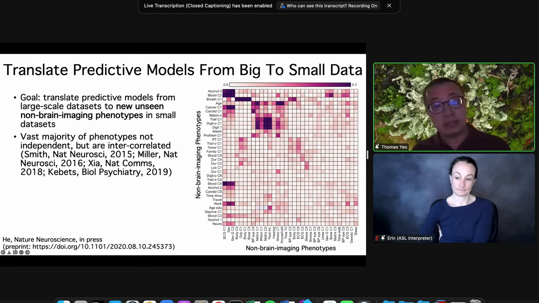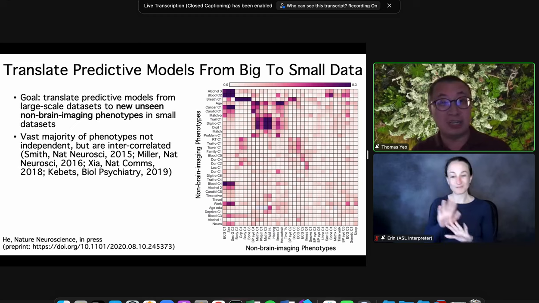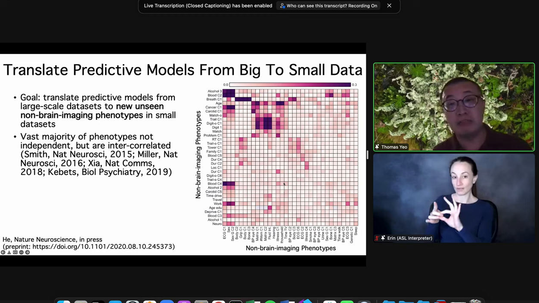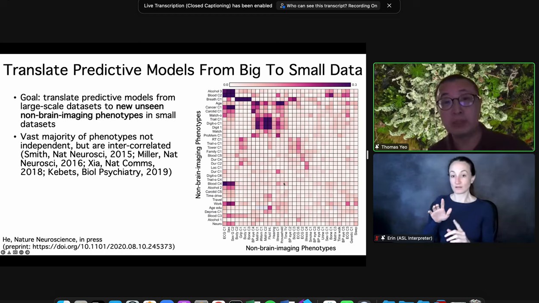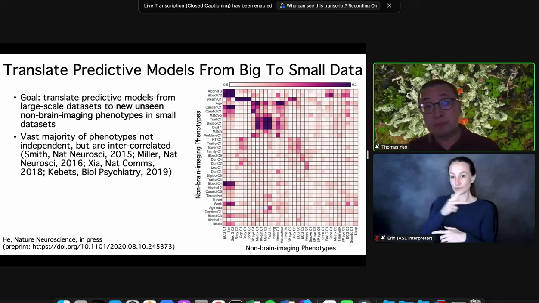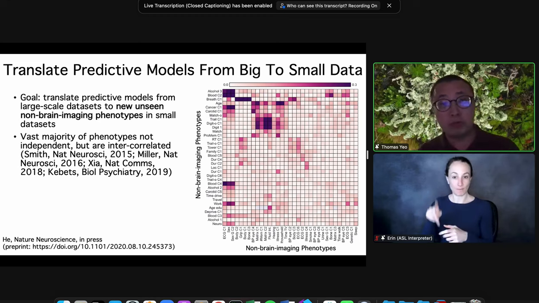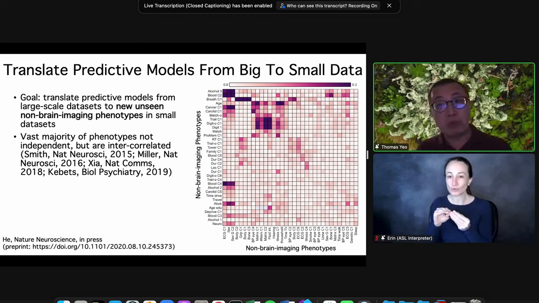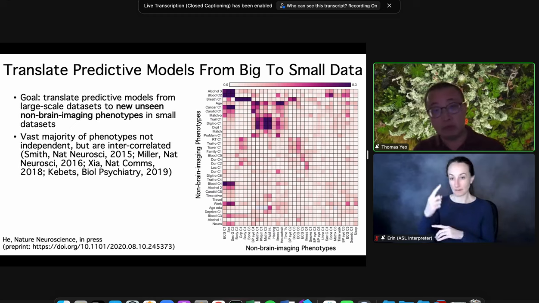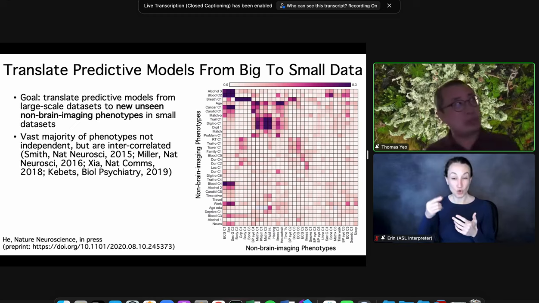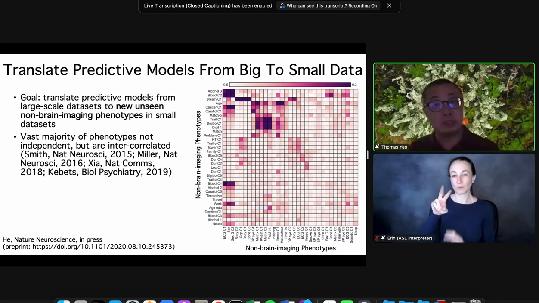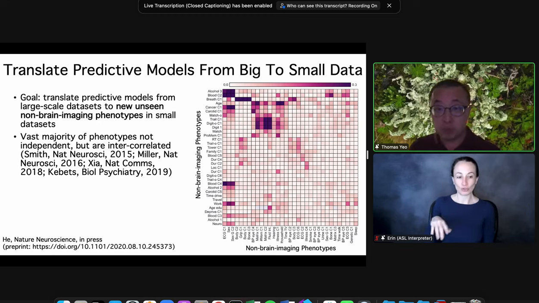So the key idea here is that the vast majority of phenotypes are not independent, but they are actually correlated, right? On the right, I'm showing the correlation among 65 non-brain imaging phenotypes in the UK Biobank. Many studies have found a relatively small number of components linking brain imaging data and a wide range of non-brain imaging phenotypes. This includes cognition, mental health, demographics, and other health attributes. For example, in a 2015 paper, Steve Smith found a single brain behavior component in the Human Connectome Project.